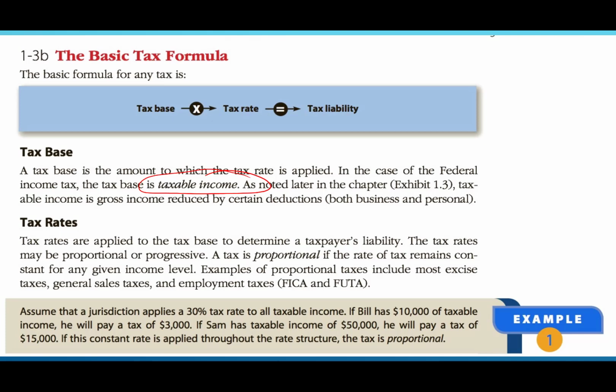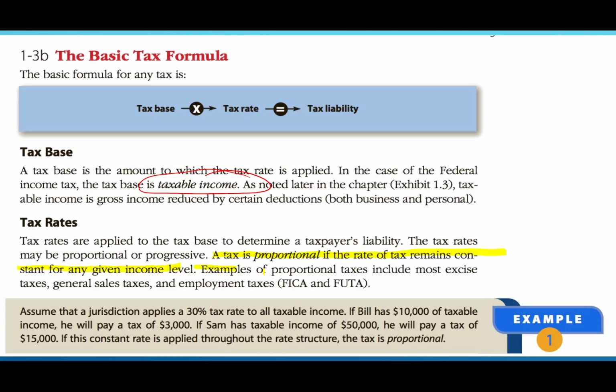You'll multiply that by the appropriate rate, and again, it's a graduated scale that goes up. The more you make, the more you are taxed, and we'll look at that in a second. Okay, so we will go ahead and take a look at the tax rates. Now there are some taxes that are considered proportional. When we look at proportional tax, you can see here that a proportional tax is one where the rate of tax remains constant for any given level of income.